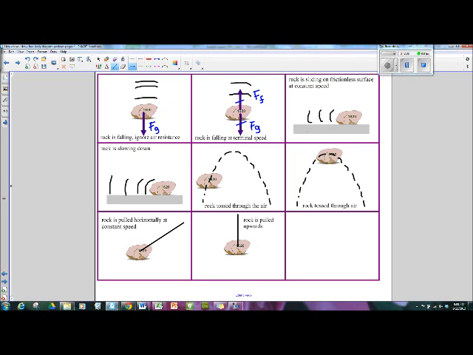Next, rock is sliding on frictionless surface at constant speed. So gravity is being supported by a surface. There's no friction and there's no tension. So congruency lines, Fn and Fg.